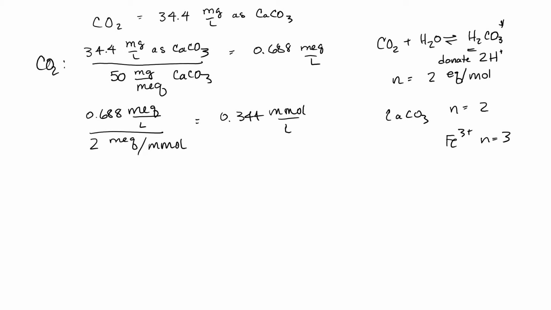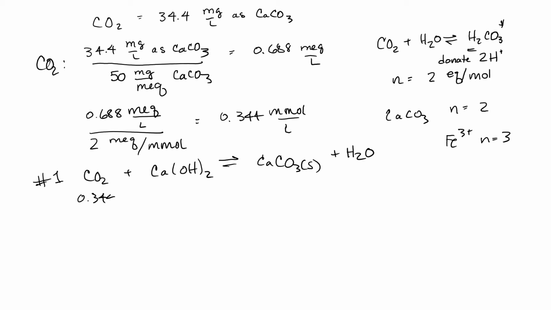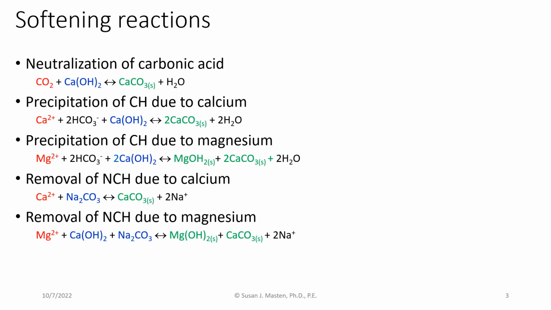You'd have to take this approach that I've used here. Now, if we look at equation number 1, CO2 reacts with calcium hydroxide to form calcium carbonate that precipitates, plus H2O. So if we have 0.344 millimoles per liter, we're going to produce 0.344 millimoles per liter of calcium carbonate. So you're going to need to do the same thing for these other reactions.